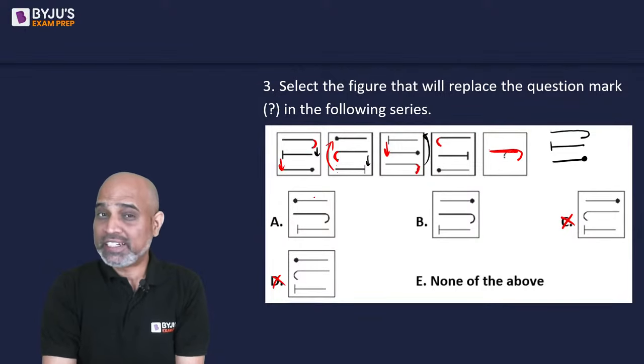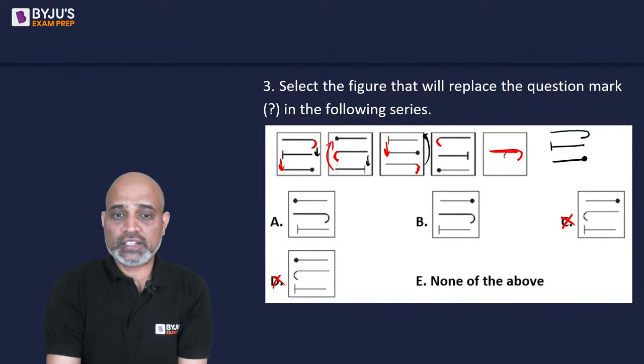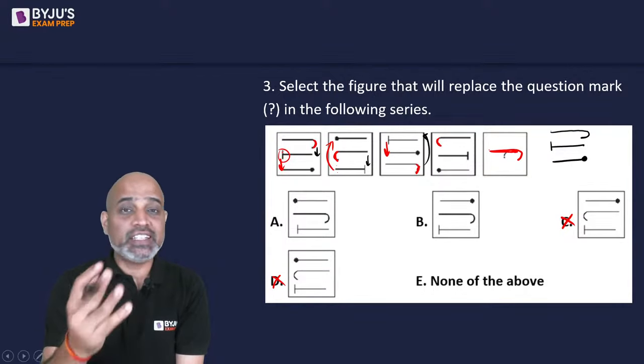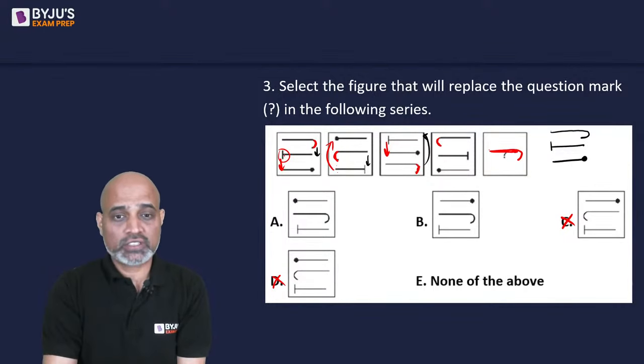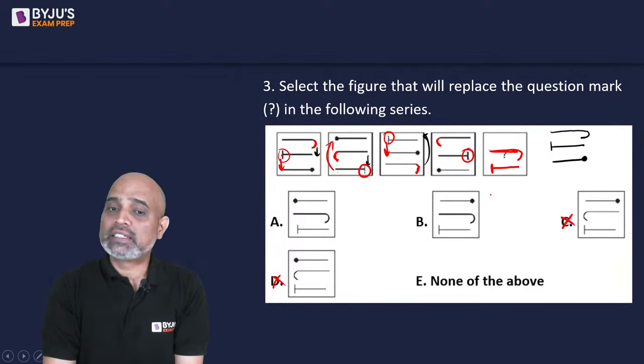Let's look at the T figure. The T bone structure was on the left hand side, then it moved to the right hand side, then it moved to the left, then to the right. Then this T will move further down and its turn should be towards the left hand side. So A and B, they both make sense.